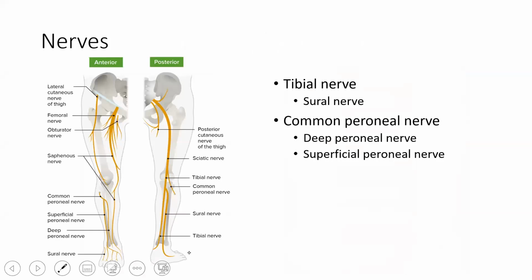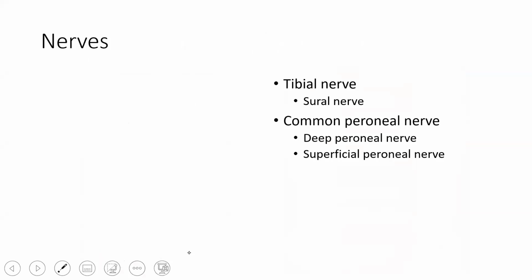Then the deep nerves. So you have the sciatic nerve. The sciatic nerve, you know, has two components, the tibial and the common peroneal. In the lower third of the thigh, it divides into its two components, the tibial nerve and the common peroneal nerve. The tibial nerve travels in the middle of the popliteal fossa, and the common peroneal travels along the medial border of the biceps muscle.